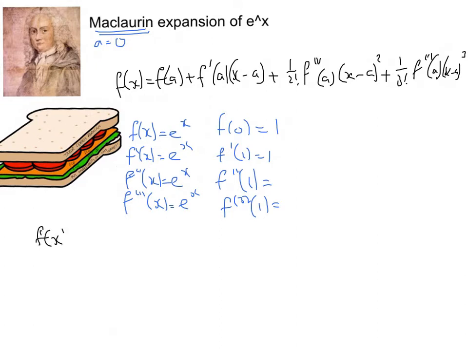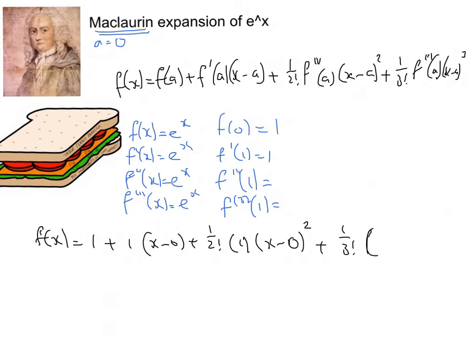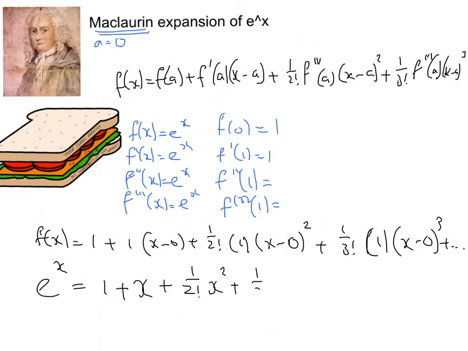f of x equals 1 plus 1, x minus 0, plus 1 over 2 factorial, 1, x minus 0 squared, plus 1 over 3 factorial, 1, x minus 0 cubed, plus blah blah blah, giving us a final answer of e to the x equals 1 plus x plus 1 over 2 factorial x squared plus 1 over 3 factorial x cubed plus 1 over 4 factorial x to the 4 plus etc etc etc.